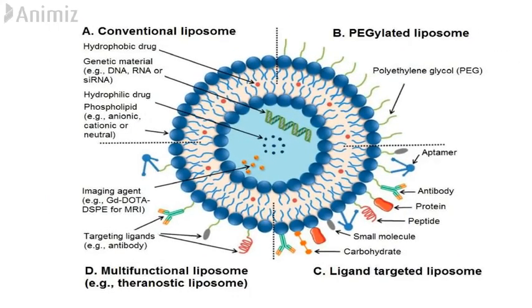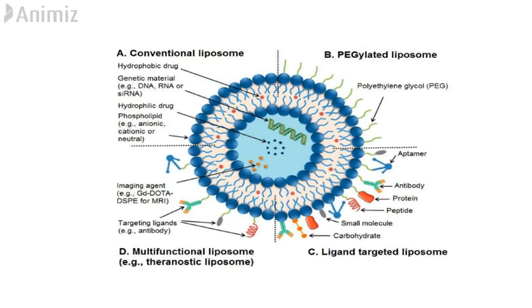So here we can see different types of liposomes like conventional liposomes, which are used for hydrophobic, hydrophilic and genetic materials, pegylated liposomes in which polyethylene glycol chains are attached to its surface, which is used as a stealthing agent, ligand targeted liposomes in which aptamers, antibodies and other molecules like carbohydrates, proteins, peptides are attached to the surface, and the fourth type multifunctional liposomes, which are used for theranostic purpose in which an imaging agent is attached to the surface. So guys, this was all about liposomes.